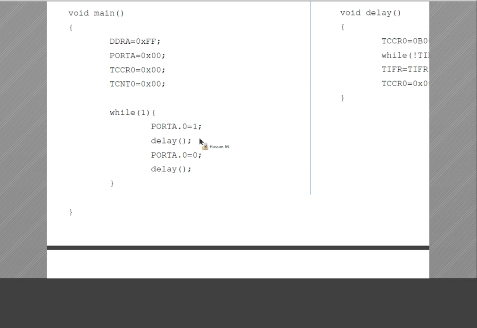Wait for 256 microseconds, then the LED is off. Pin 0 from port A is 0. That means the LED, for example, is off. Another one, wait for 250 microseconds.